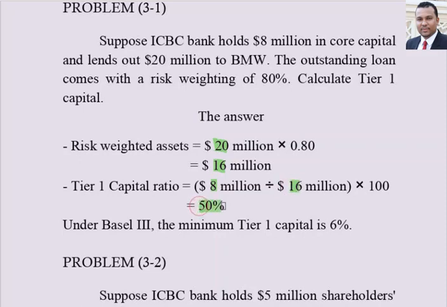This percent, good or bad? We need a benchmark. What about the benchmark? Basel III. Remember that. Basel is the International Committee which regulates and organizes the banking services around the world. So, based on Basel III, the minimum Tier 1 capital is 6%. This is the minimum. So, in our example, 50% is good, very good.